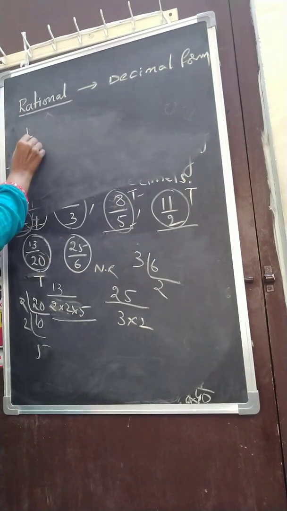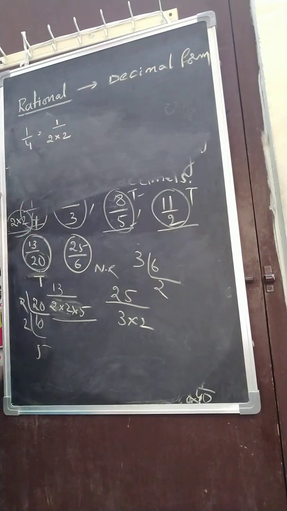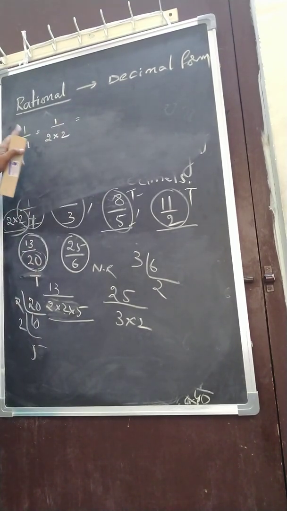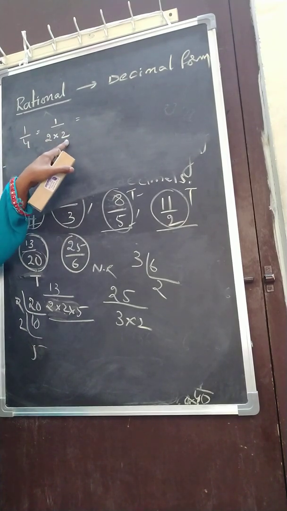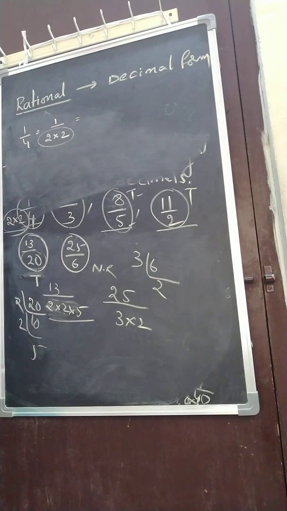Here 1 by 4 is 1 by 2 into 2. So don't split the numerator. Just take the numerator as it is. Only the denominator we have to split into its prime factors. So 4 can be written as 2 into 2. So the denominator has two factors, prime factors 2.